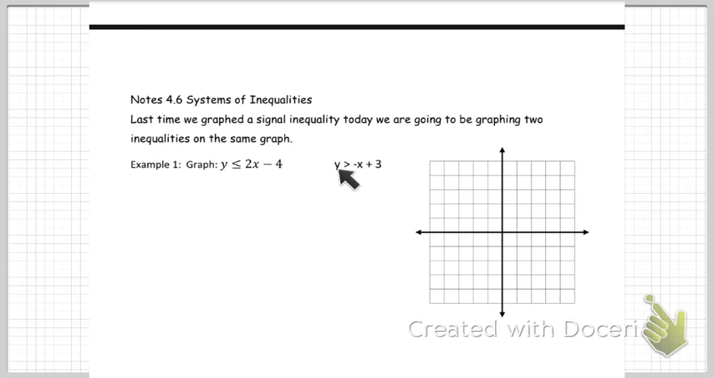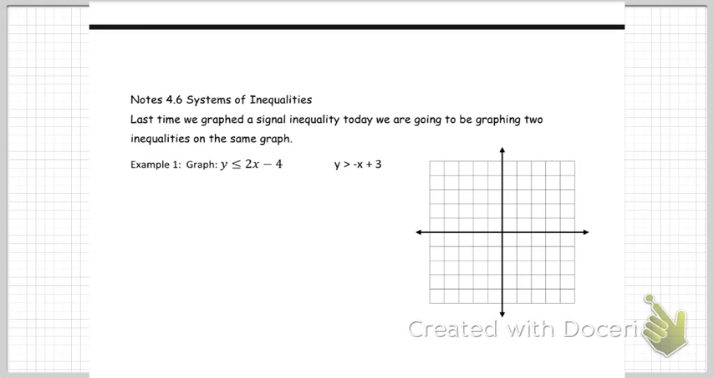So if I see this symbol, I'm going to use a dashed line. This symbol means a solid line. With the symbol being less than, y is less than, this symbol means I'm going to shade below that line. With y being greater than, this means I'm going to shade above that line. Alright, so brief review. Now we're going to graph two inequalities on the same coordinate plane.